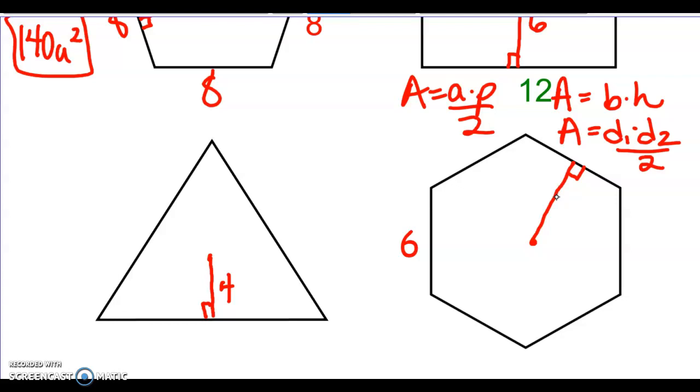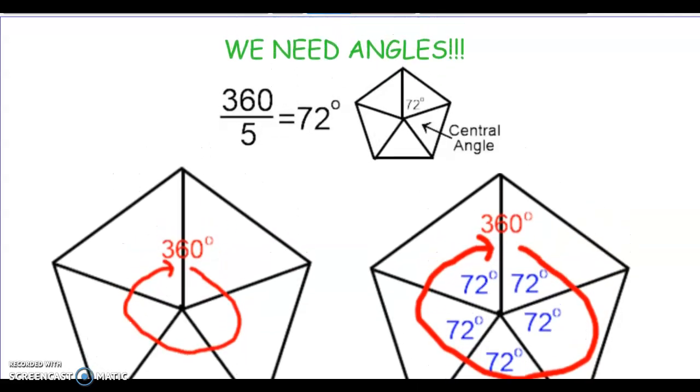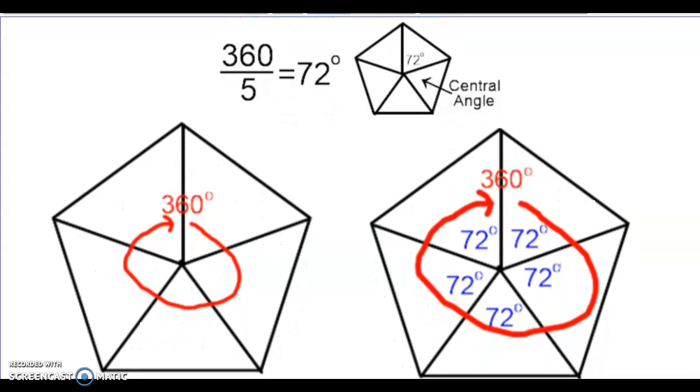All right, so here we go. In order to find those missing sides, we do need to know the angles. My first example here is a pentagon, and I drew in all the radii on my pentagon. So what I've created is 5 triangles. We know that these 5 angles are going to be 360 degrees because they make a circle. If I want to know how much each of these angles are, and they're called the central angles, I'm just going to take 360 divided by 5, so each of those central angles is going to be 72.